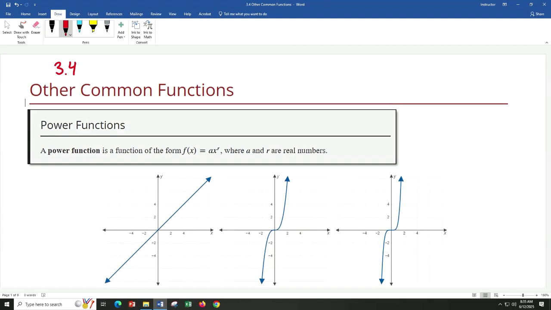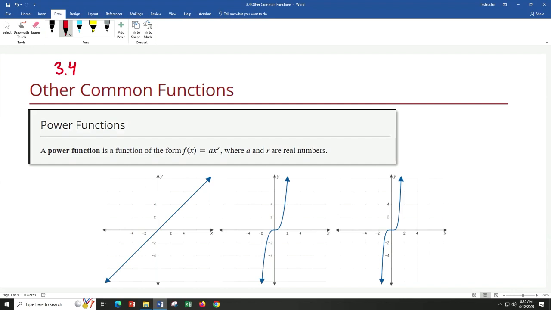So we have power functions. A power function is a function of the form f of x is equal to a x to the r, where a and r are real numbers. Okay? So no longer are you going to have just x to the power of 2. We'll just pretend a is 1. You may have x to the power of 3, x to the power of 4, x to the power of 5, x to the power of 10. Okay? But there are patterns. There are very distinct patterns.